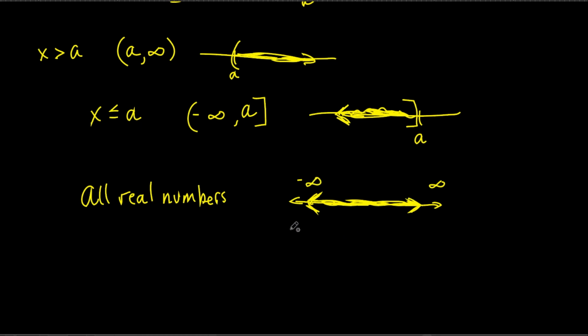So how would I write that in interval notation? Yep, parentheses, negative infinity, comma, positive infinity. That's right. So if I wrote all the real numbers, this is how I would write it in interval notation. This is how I'd graph it. We good?